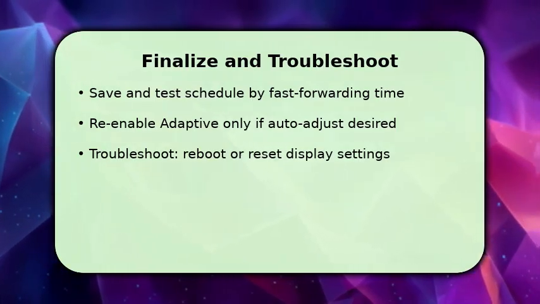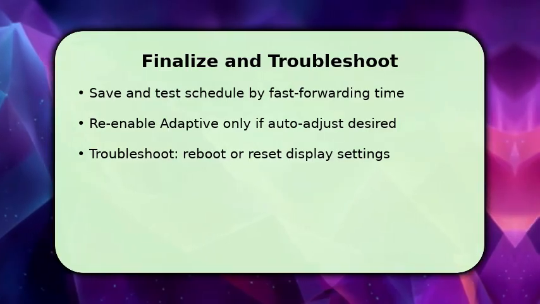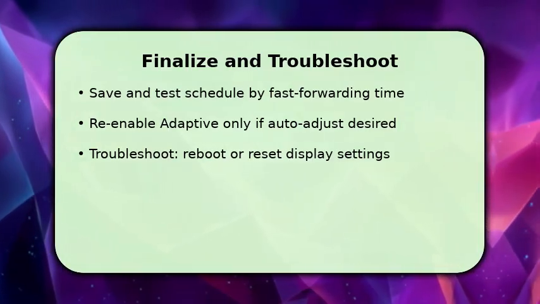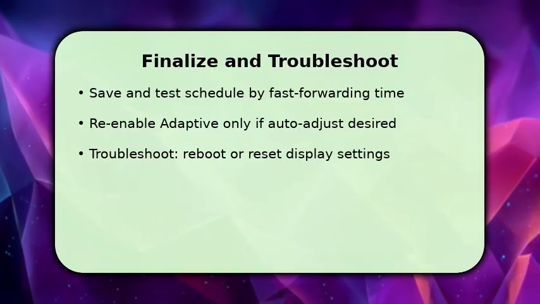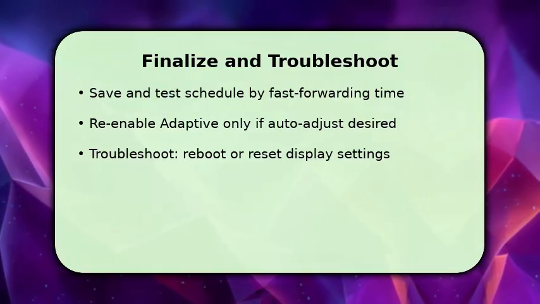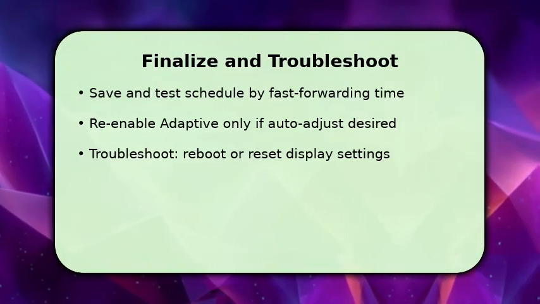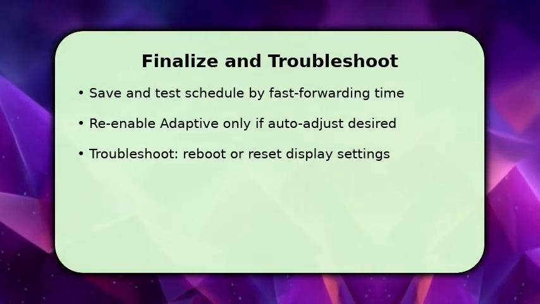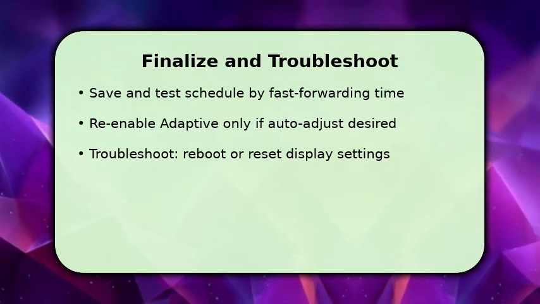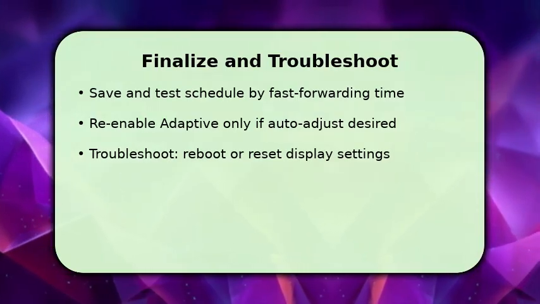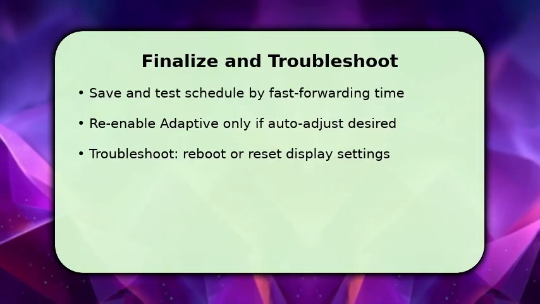If the schedule doesn't apply, make sure adaptive brightness remains off, and check for battery saver or power plan conflicts that can override settings. If problems persist, reboot the phone and, if needed, reset display settings to defaults before reconfiguring. Remember this single troubleshooting tip. Rebooting often clears transient software conflicts.